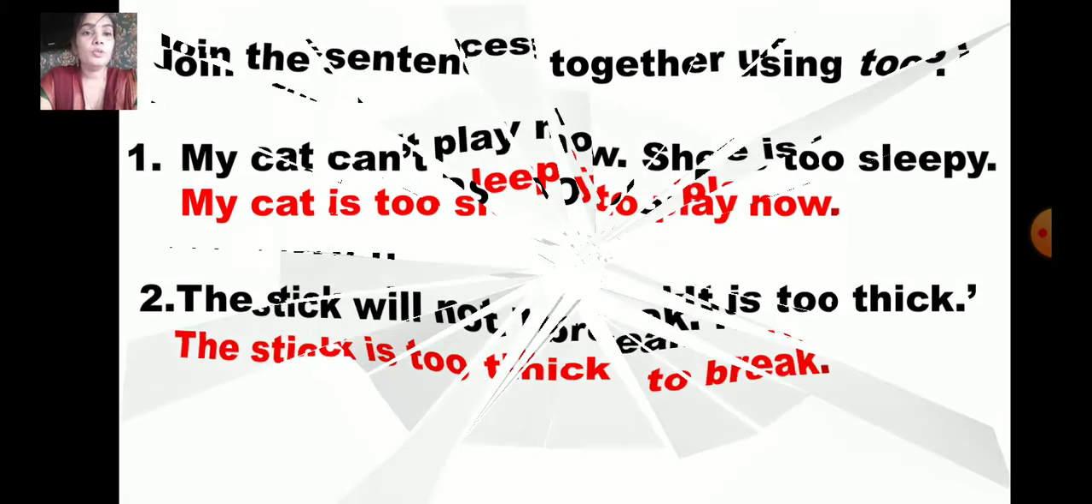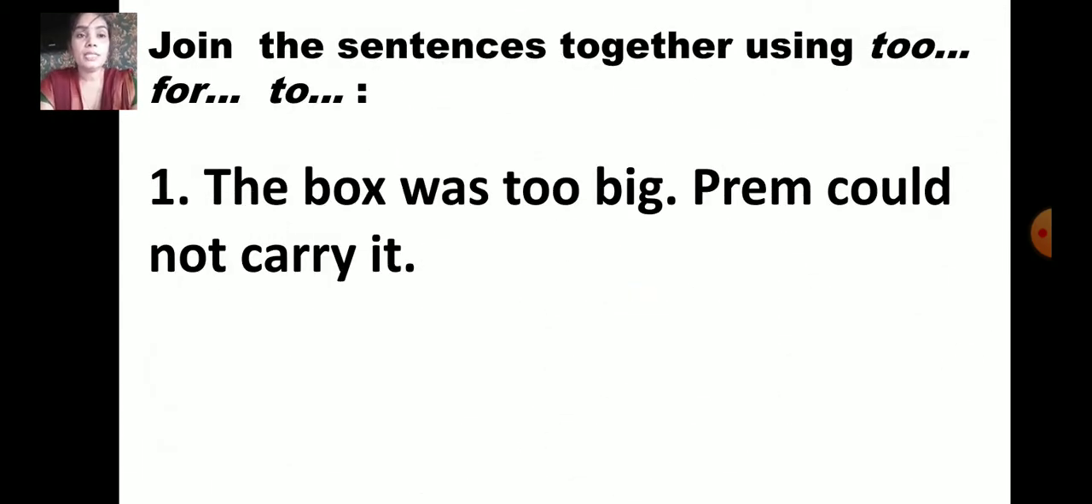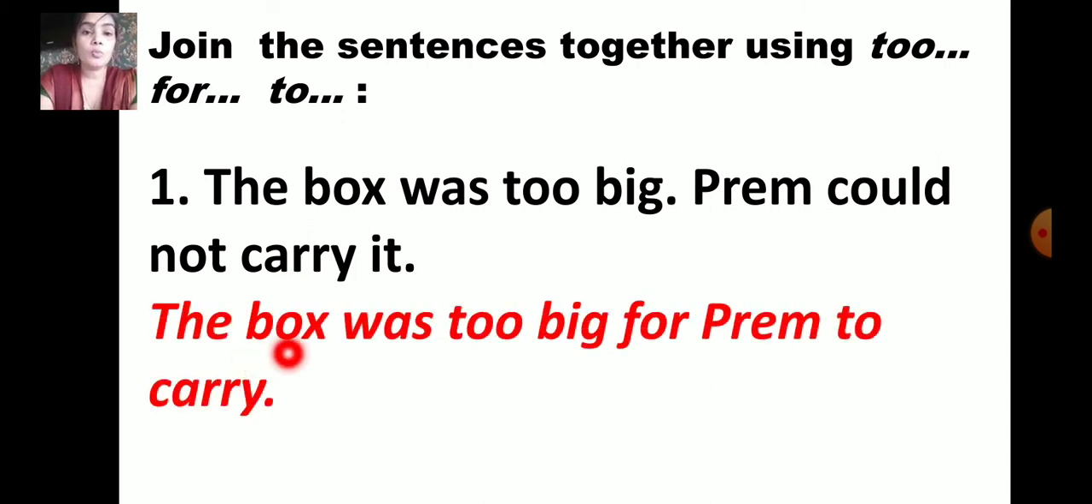And we'll move on to the next one. Join the sentences using to, for, and again to. The box was too big. Prem could not carry it. So the box was too big for whom? For Prem. For what? To carry. Okay, so the answer is the box was too big for Prem to carry.